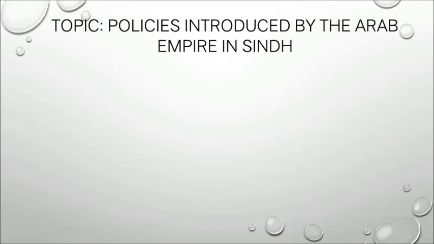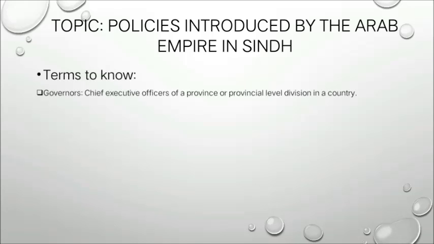Moving to our first topic, policies introduced by the Arab Empire in Sindh. There are certain terms to know. Number 1, governors, chief executive officers of a province or provincial level division in a country. They are people who are appointed by government that help them in smooth running of the state affairs at provincial level. Number 2, administration. It means management or a body that administers.